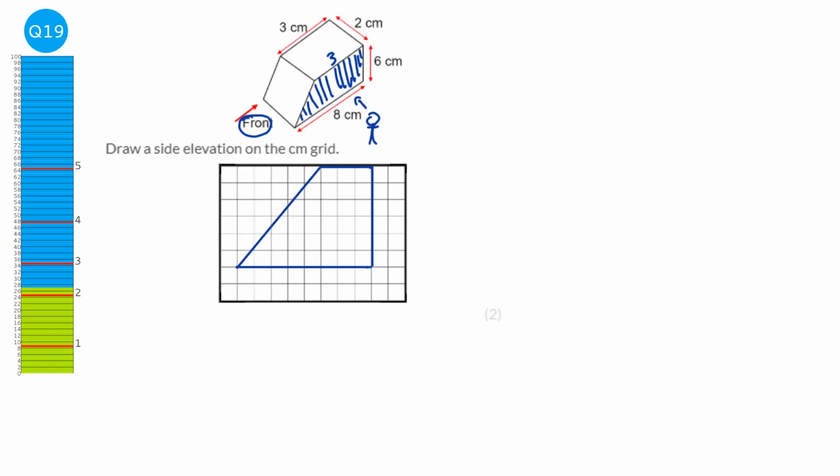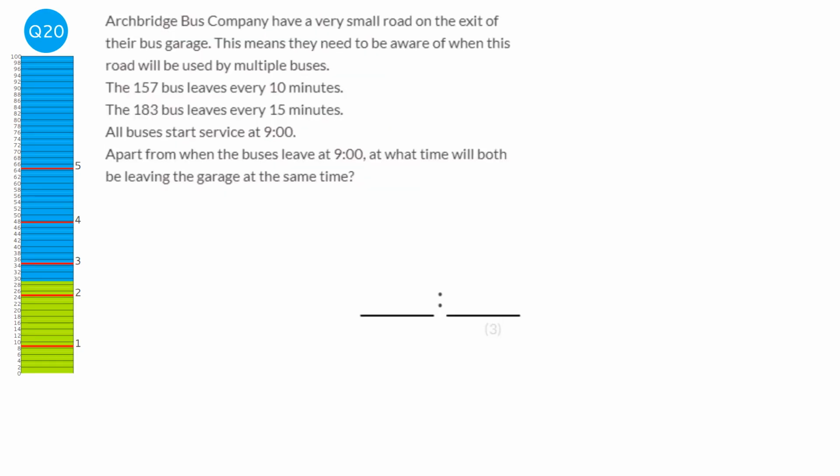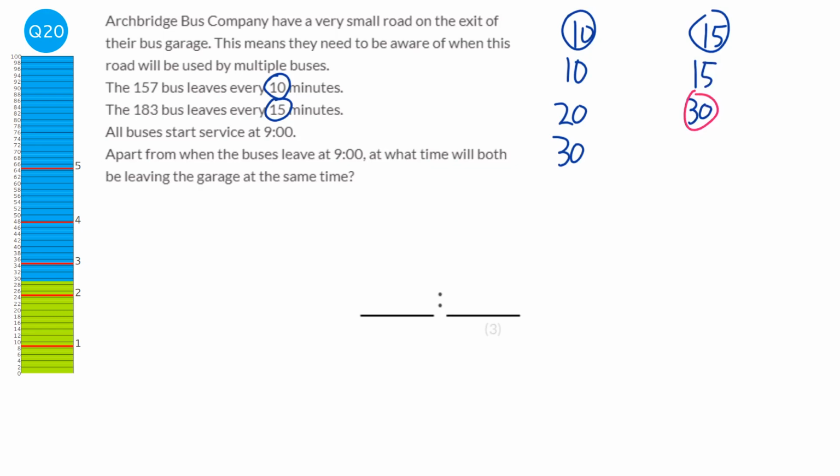To answer this question, we basically need to find the lowest common multiple of the 10 minutes here and the 15 minutes here. So we're going to start off just by doing the 10 and 15 times table. So it'd be 10, 20, 30. And 15 times table with 15 and 30. So the lowest common multiple is 30. So after half an hour, these buses will sync up. They'll both leave at the same time. And all buses start service at 9 o'clock. So it will be half an hour after 9 o'clock, which will be 9:30.